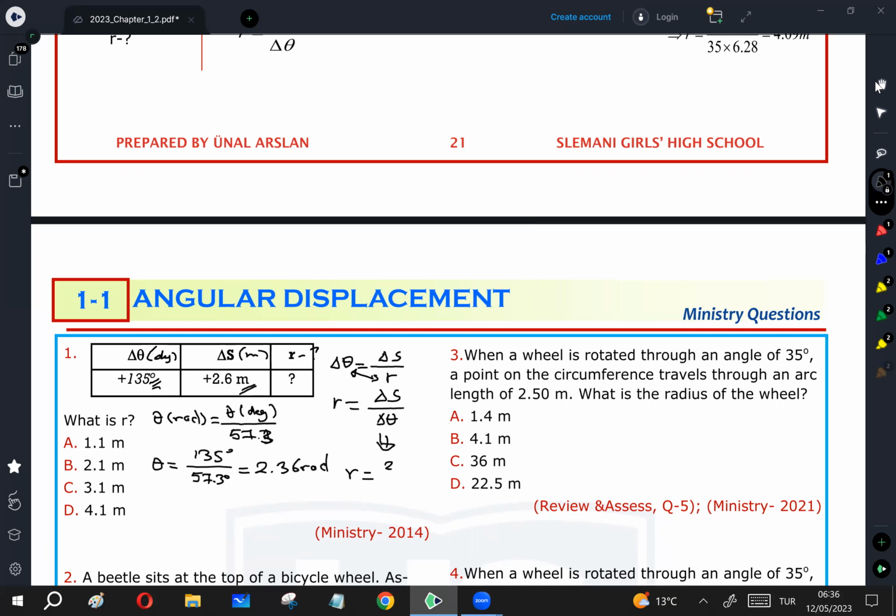Now we can continue and find the radius. Delta S is 2.6, positive. Delta theta is 2.36, positive. 2.6 divided by 2.36 is going to be equal to 1.1. That is equal to 1.1 meters. So that is the correct answer.